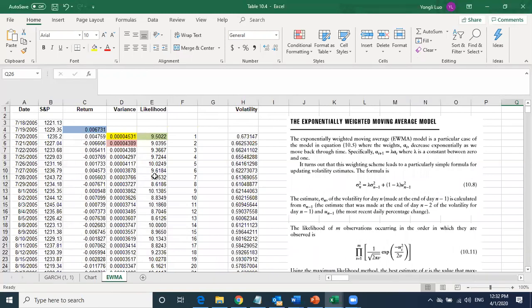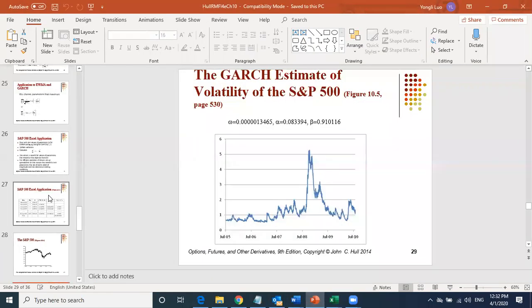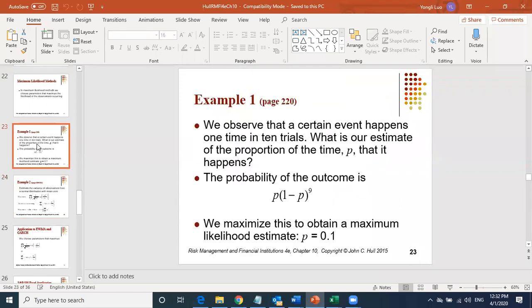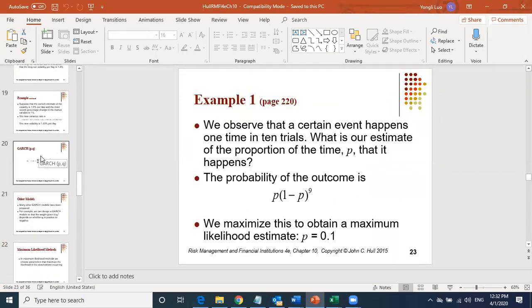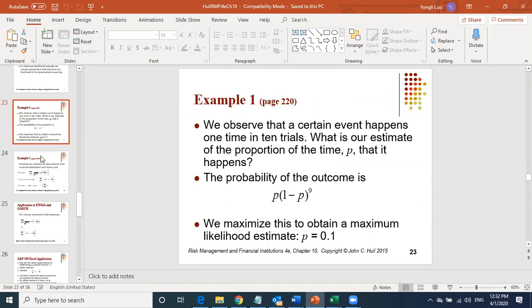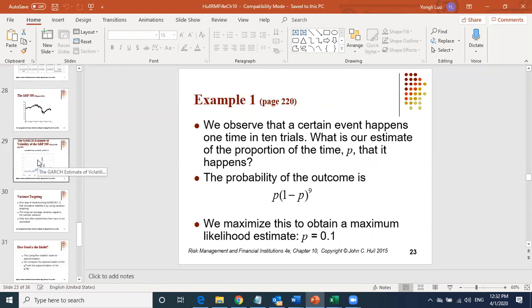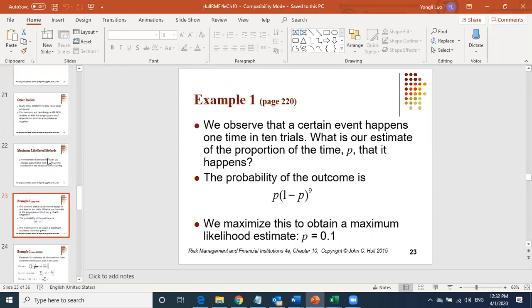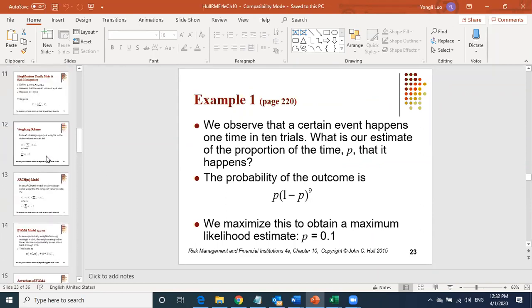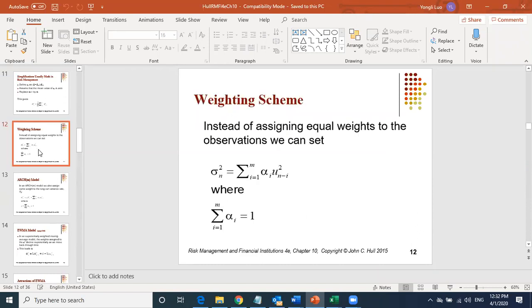Okay, next, I wanted to introduce what is called the exponential weighted moving average. In our textbook it is EWMA, the exponential weighted moving average. We did GARCH. The exponential weighted moving average is simpler, because the weight is going to be lambda, so we only estimate using the return of the previous day.